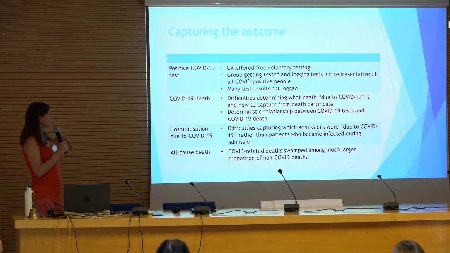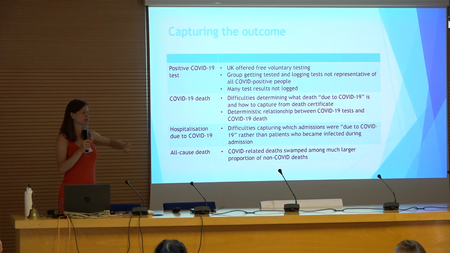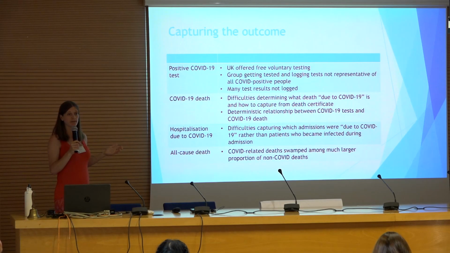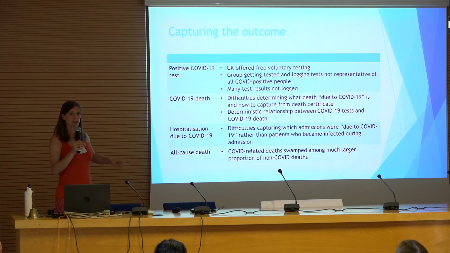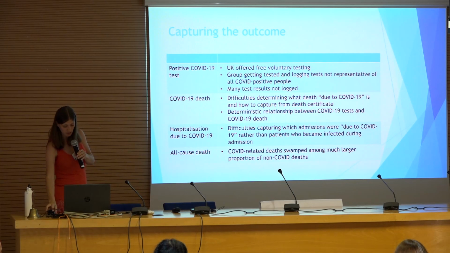COVID hospitalization, again, there are difficulties deciding whether someone had COVID on admission versus got infected while they were in hospital, due to the way that the English data is collected. All-cause death is the objective measure that we have. The problem is, of course, that there are a lot of deaths that are not COVID. So your signal to noise ratio is likely to be the wrong way around. You might find that any effect on COVID deaths is swamped by the larger proportion of non-COVID deaths. So the picture is not brilliant in terms of the outcomes that we can use.